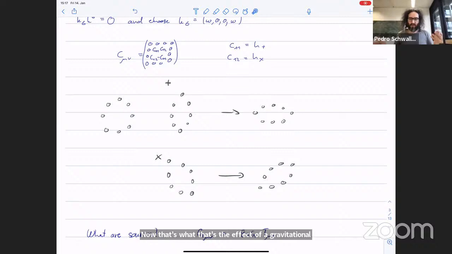Okay. And the other polarization, the cross polarization, kind of does the same, but twisted by 45 degrees. Yeah, so it squeezes like this and then like that. And this immediately also tells you how you can try and look for gravitational waves. Yeah, you hang a set of masses somewhere and you try to measure these very small perturbations that the wave produces in your arrangement of test bodies. Okay.